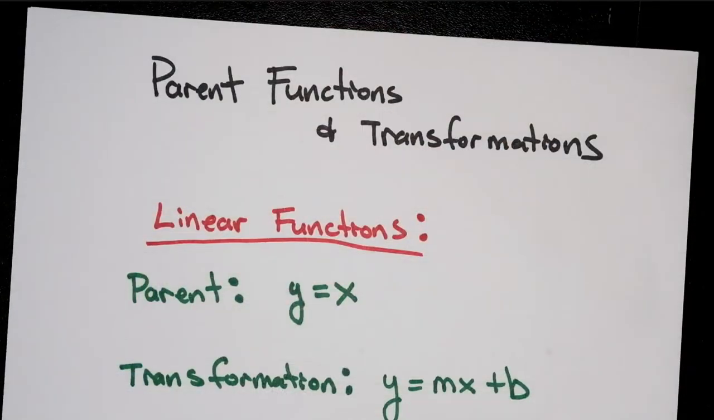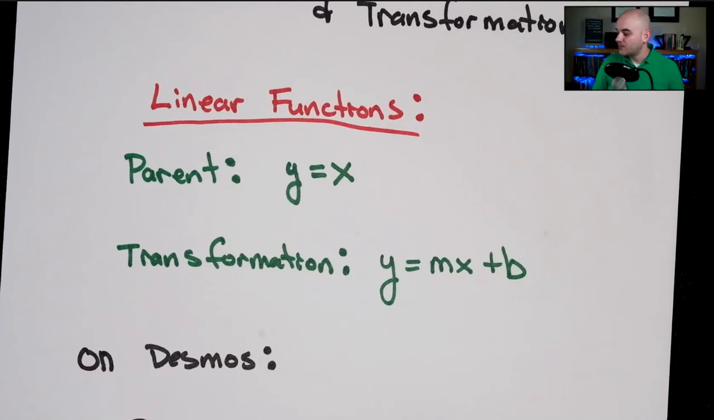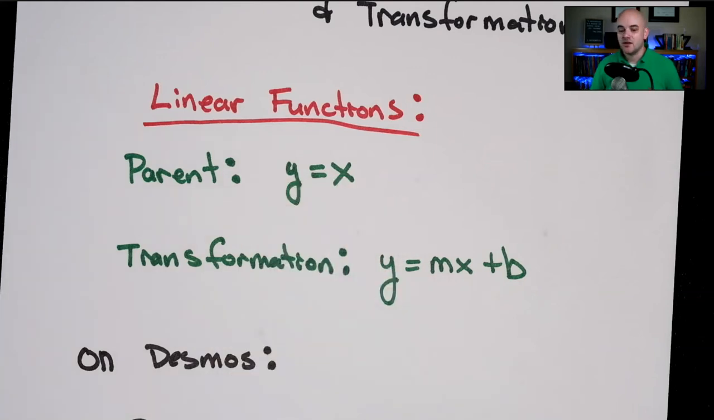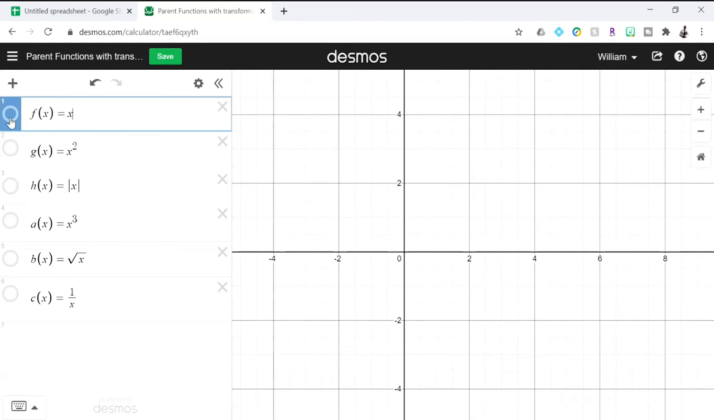Okay, let's start out with our most basic parent function, and that is the linear one. The linear parent function we studied a long time ago in Algebra 1, and basically the parent function is just y equals x. What does it look like? Well, it looks just like a line like that, right? And so whatever x is, that's what y is. So when x is 1, y is 1. When x is 4, y is 4, and so forth.